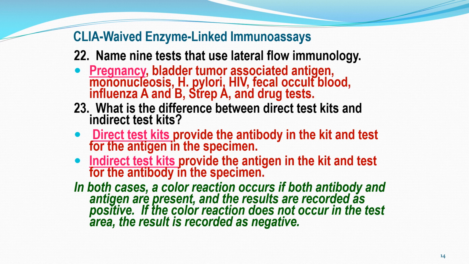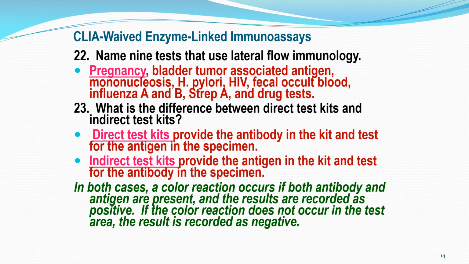So now we're still talking about these CLIA-waived enzyme-linked immunoassays. So we want to name 9 tests that use this lateral flow immunology. First one we just showed you an example of is a pregnancy test. Then there's bladder tumor associated antigen, mononucleosis testing, H. pylori, HIV. We talked about the fecal occult blood test, influenza A and B, strep A, and drug testing. These are 9 different tests that use lateral flow immunology.